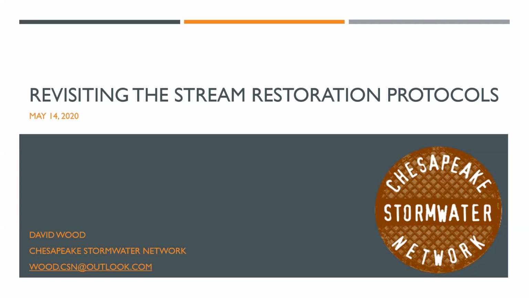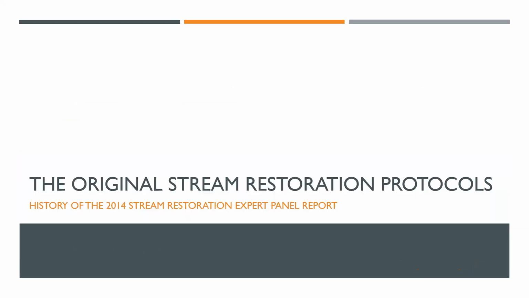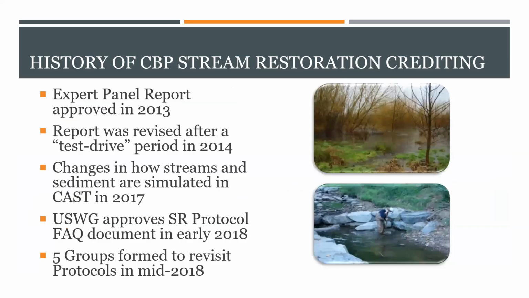So I'm going to tell you a little bit about the original protocols, sort of the intent behind it, so you can get your bearings, and then give you some updates as far as the changes that have been rolled out over the last about year and a half that we've been working at the Chesapeake Stormwater Network. So as far as the original stream restoration expert panel report, it was approved back in 2013.